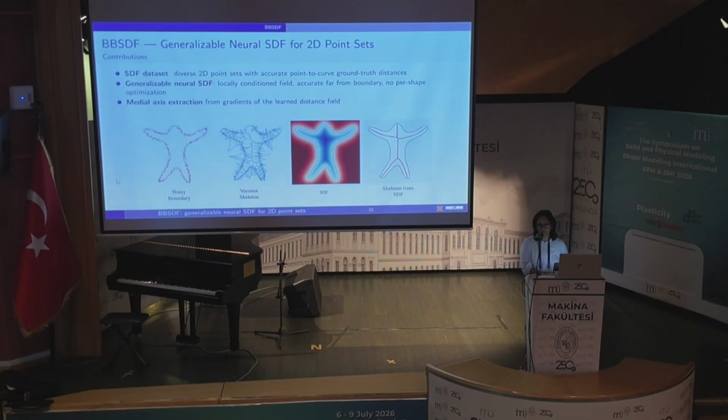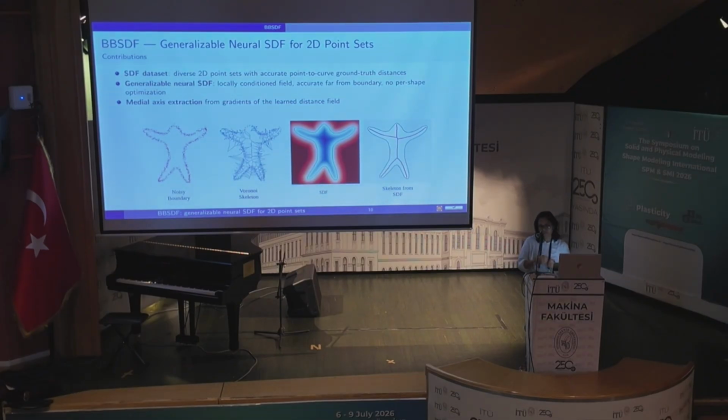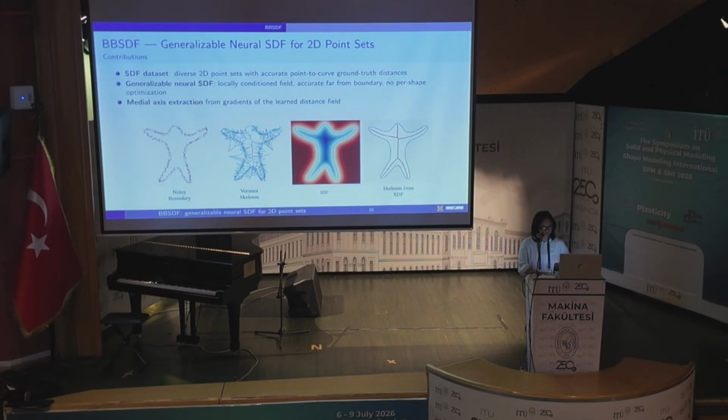Given a noisy point set, instead of taking this geometric route, this shows a Voronoi based skeleton. Instead of taking this geometric route, we go to learning the signed distance field, and then extracting the skeleton from it. So the key contributions are an SDF dataset, which is a diverse 2D point set with accurate point to curve ground truth distances, and then a generalizable neural SDF architecture, which focuses on locally conditioning the network and hence predicting accurate, far from boundary signed distance field, and then a medial axis extraction algorithm from the learned field.